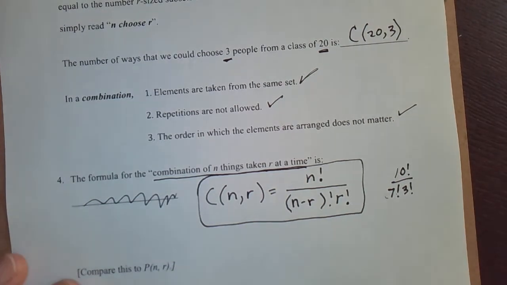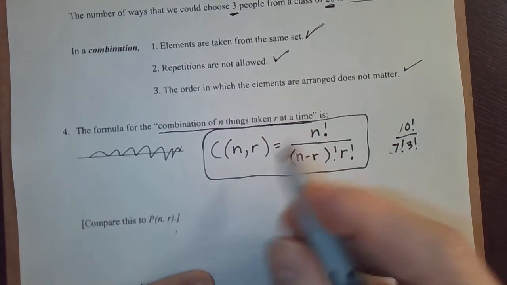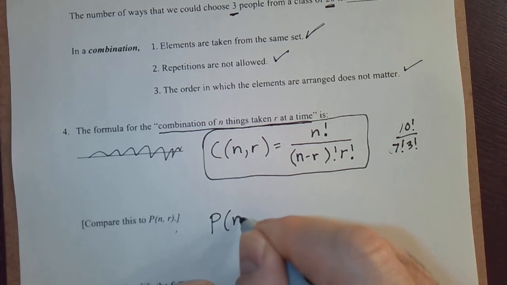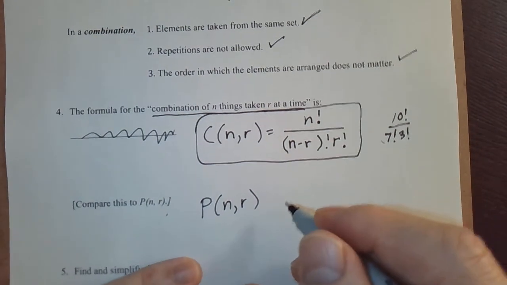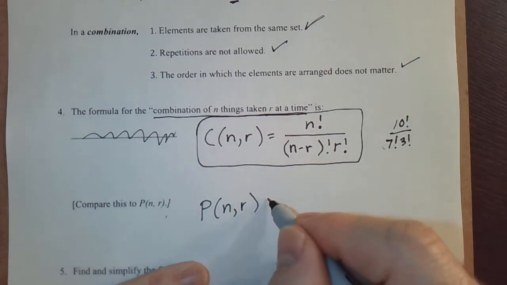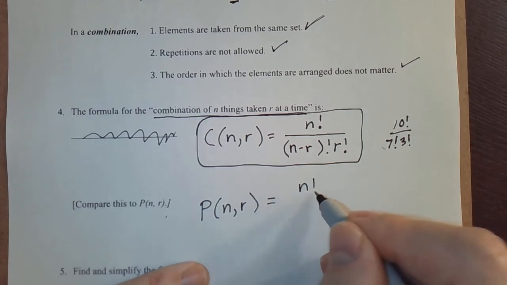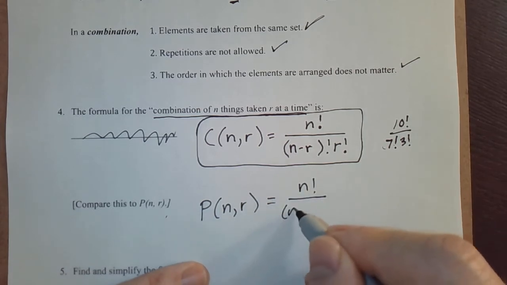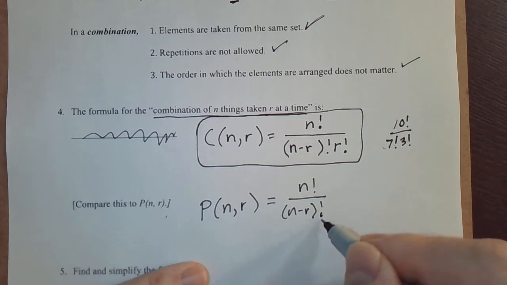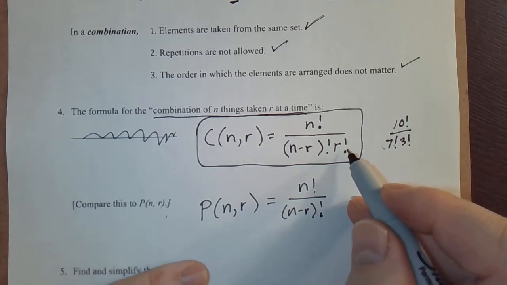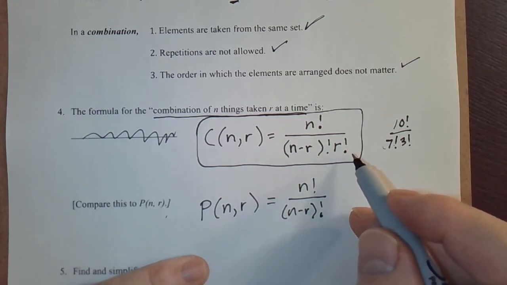Okay. Now, if we were going to compare this to the permutation formula, P in R, the permutation of n things taken R at a time, is just this. This term is missing, the R factorial. Why do you think that is?